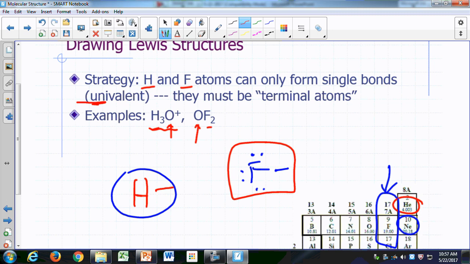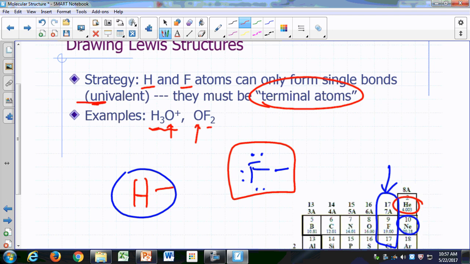That basically means that hydrogen and fluorine atoms, if you have them in a molecule, have to be terminal atoms. They have to be connected to just one other atom. So they have to be at the edge of the molecule.